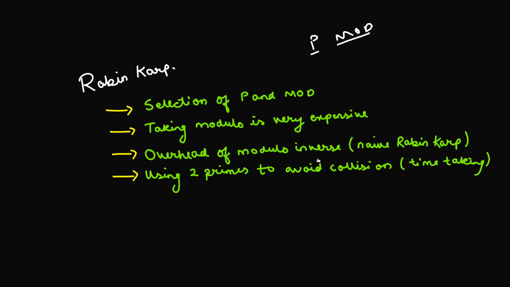Because if there is a collision with, say, 1 pair of P and mod, there might not be a collision with the other pair of P and mod, and you can detect whether that's a collision or not. So that's one more overhead, and this is usually time-consuming, because it almost doubles the time of your Rabin-Karp algorithm. We'll be solving all these problems in the coding section of this video, and hopefully that will be really useful for you.